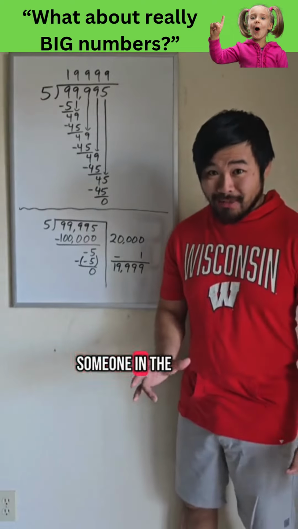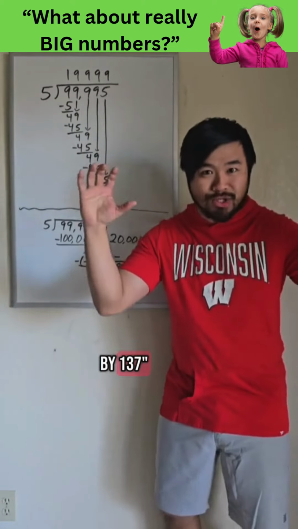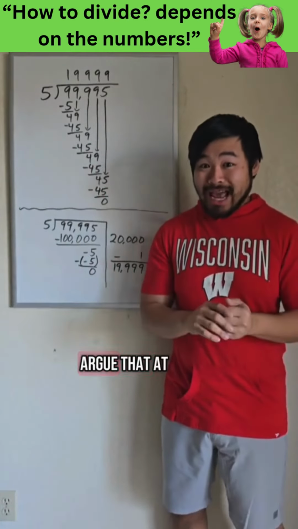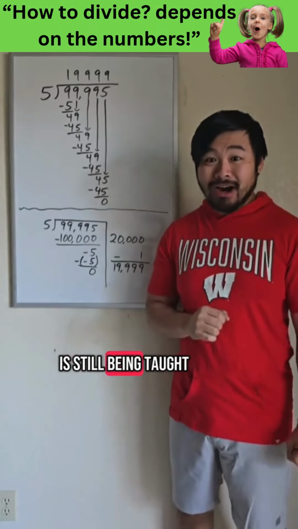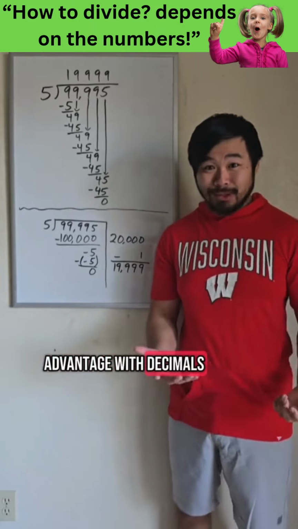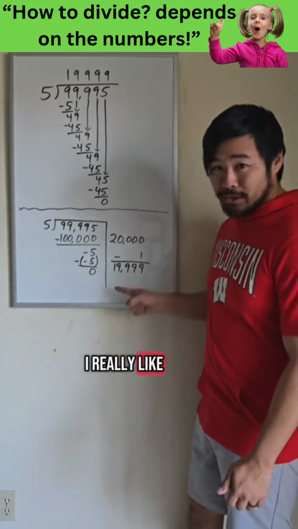Now, I know someone in the comments is going to say, okay, well, do this method with this big number divided by 137. And I would argue that at a certain point, we would just use a calculator. Now, long division is still being taught. It has an advantage with decimals. But if the goal is number sense, I really like partial quotients.